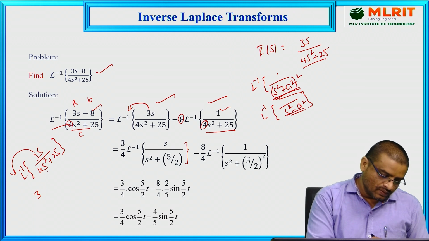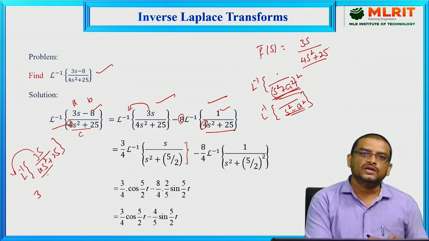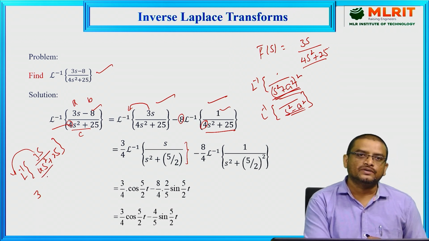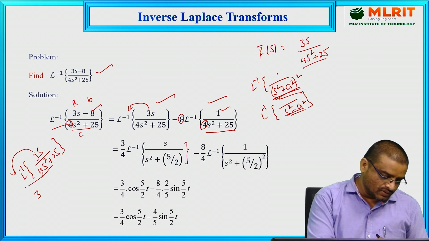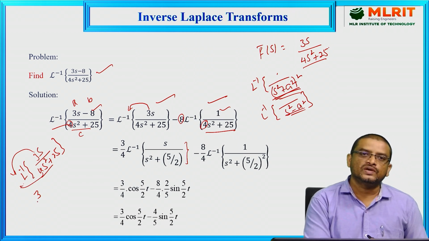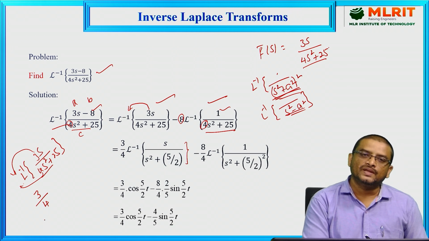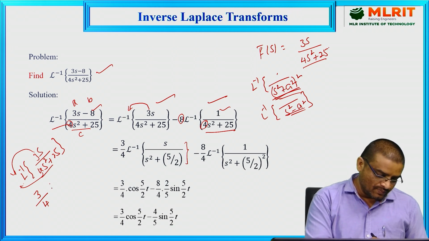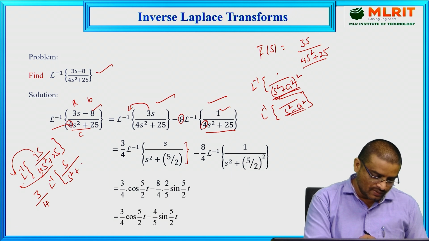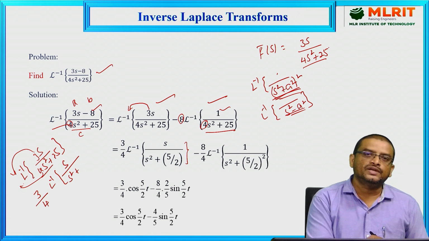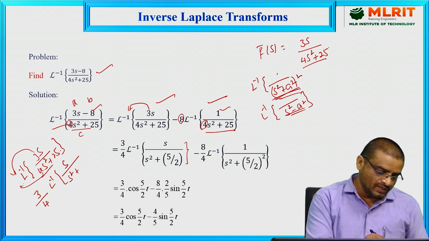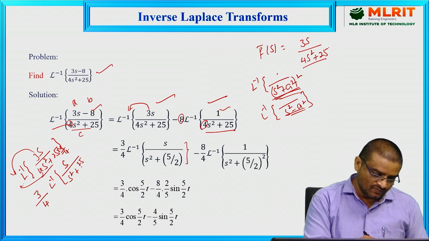Now we have to convert 4s square into the form of only s square. For this purpose, I take that coefficient of s square, 4, outside, so it becomes 4 in the denominator. The remaining one is s by s square plus, and we don't have 4 in the second term, so we can divide that 25 by 4, giving 25 by 4.